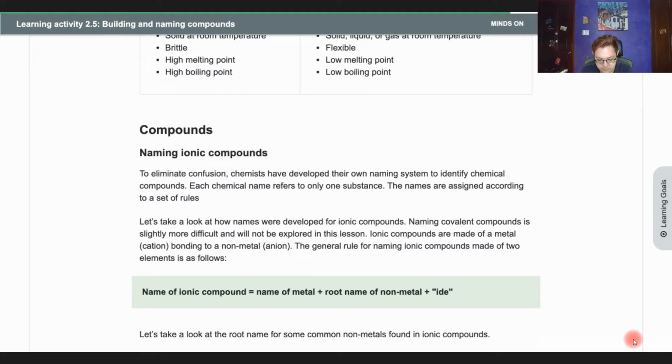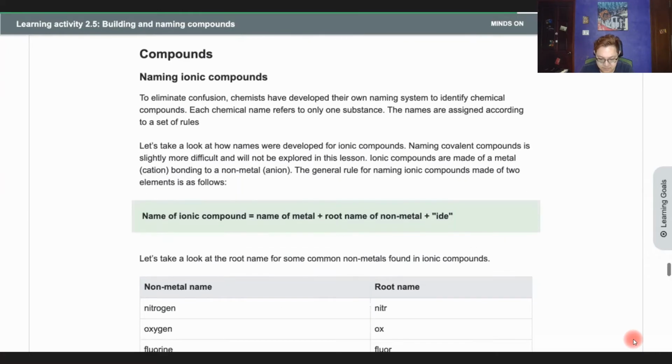Ionic compounds are made of a metal, cation, bonding to a non-metal, anion. The general rule for naming ionic compounds made of two elements is as follows. Name of ionic compound equals name of metal plus root name of non-metal plus ide.